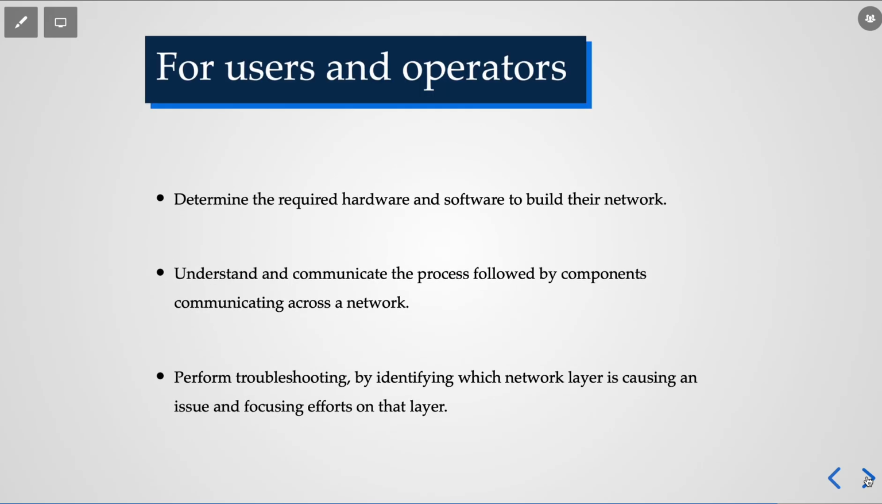For users and operators, it determines the required hardware and software to build their network, and it helps them understand and communicate about the product and the components communicating across the network. And then it helps with troubleshooting. We can troubleshoot using the OSI model by identifying which network layer is causing an issue, and after that we can focus our effort on that layer.